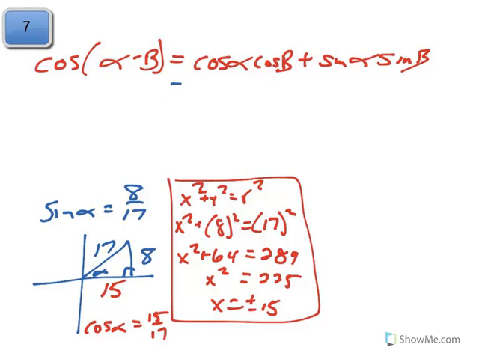So up here in my equation, I can now replace sine of alpha with 8/17. I could have actually done that at the beginning, since we're given that. Replace cosine of alpha with 15/17.